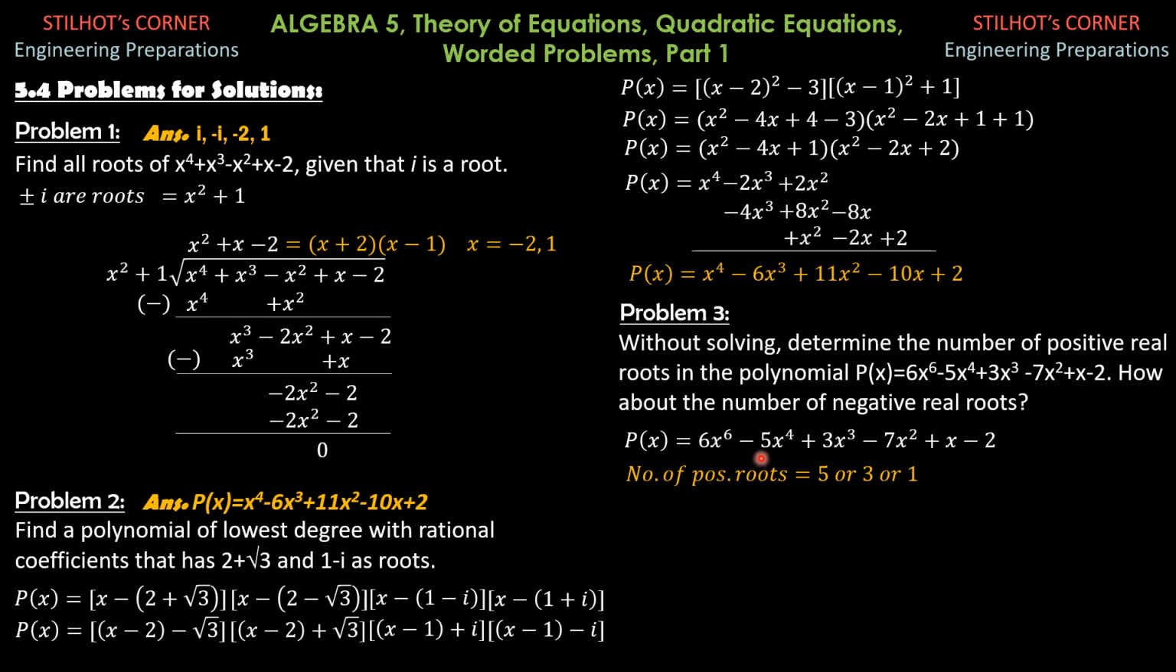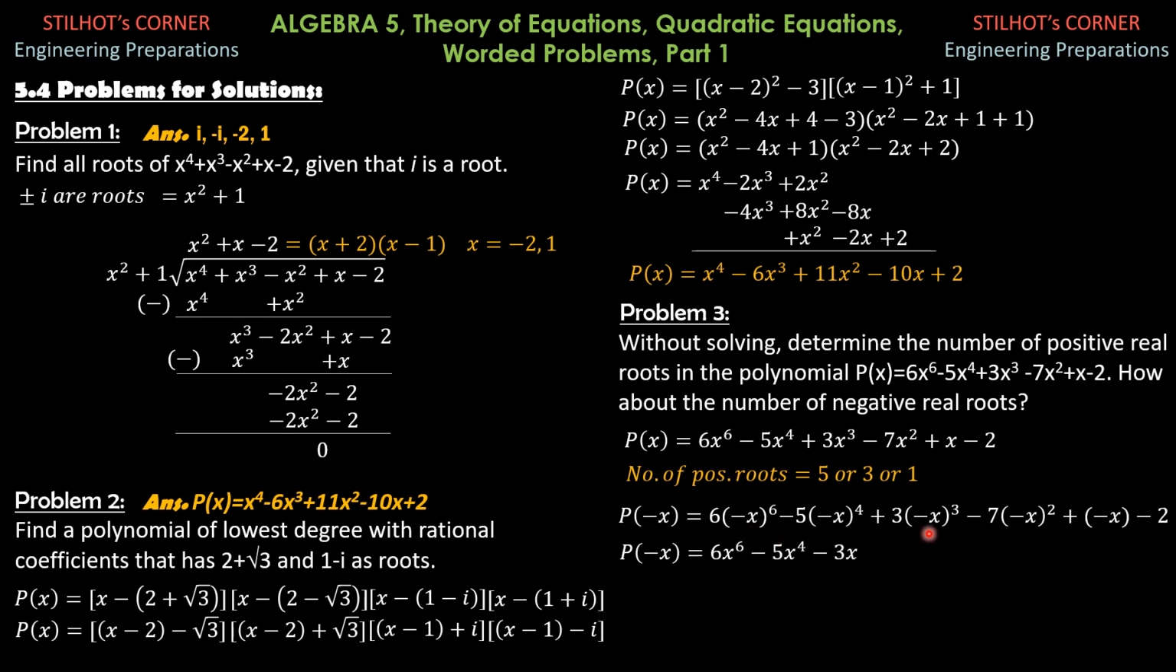Then for the number of negative real roots, we replace x by negative x. So 6 times negative x to the 6 minus 5 times negative x to the 4 plus 3 times negative x cubed minus 7 times negative x squared plus negative x minus 2. So this simplifies to p of negative x is 6x to the 6 minus 5x to the 4th minus 3x cubed minus 7x squared minus x minus 2.